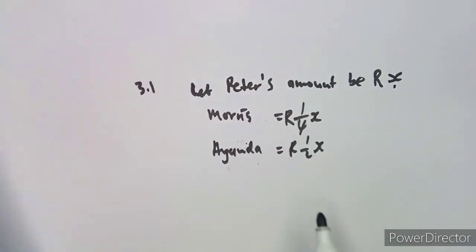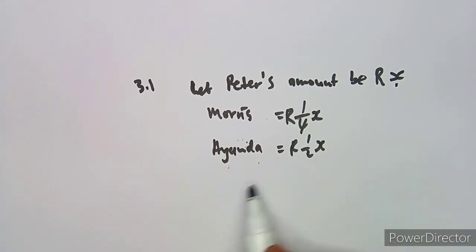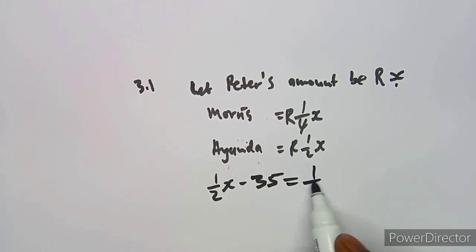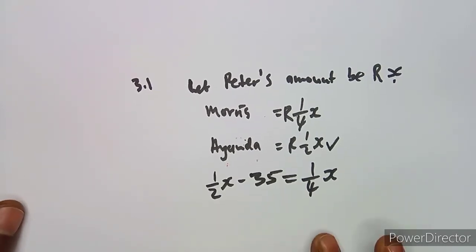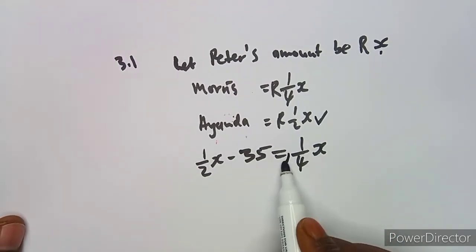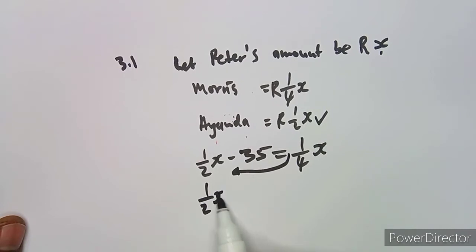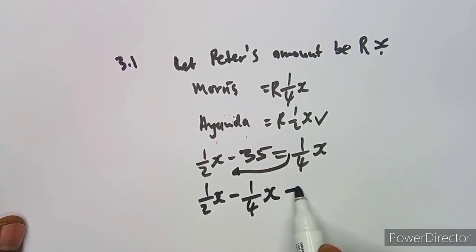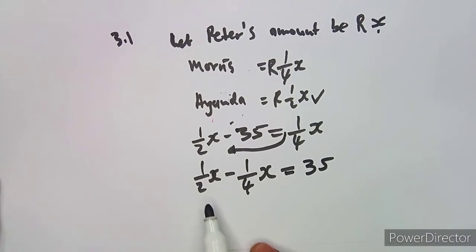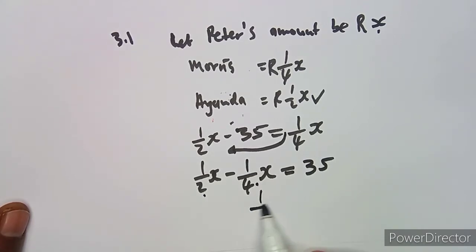So this was supposed to be more, so that your equation is going to be half x minus 35 equals 1 over 4x. You formulate it from the amount of Ayanda. You can solve your equation by collecting like terms. As for me, I collect like terms to this side: 1 over 2x minus 1 over 4x equals minus 35, and the minus 35 to this side becomes a positive 35. So 1 over 2 minus 1 over 4, which is 1 over 4x, is equal to 35.